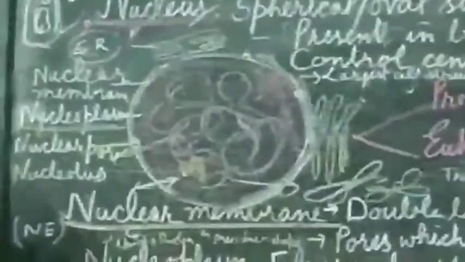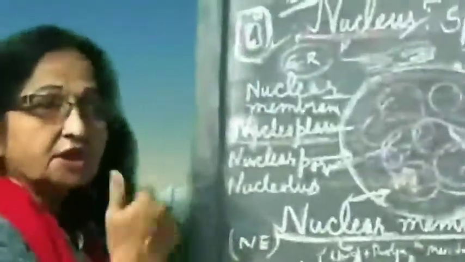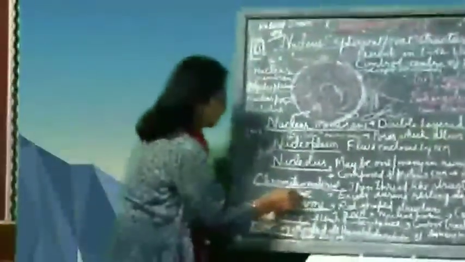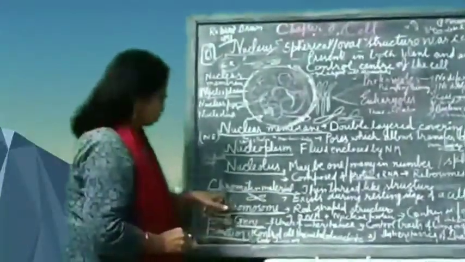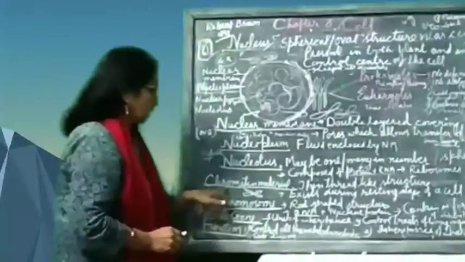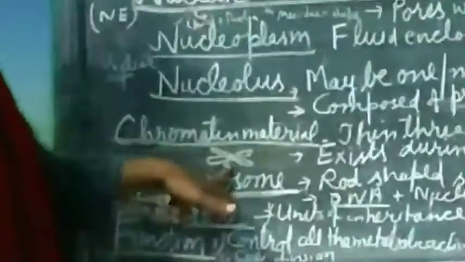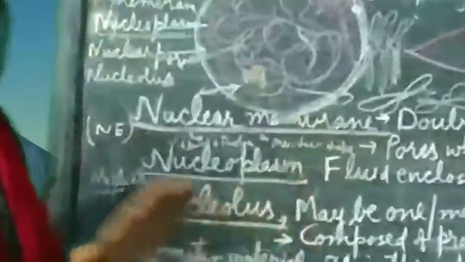When the cell starts dividing, the chromatin material will condense and form this type of structure, and they are called the chromosome. So chromatin material is thin thread-like, and when they condense, they will form the chromosome. Chromatin material consists of DNA, RNA, protein. And now we will discuss the chromosome.